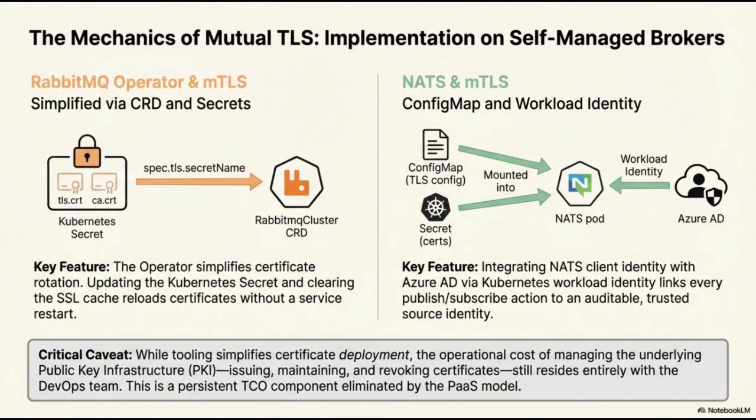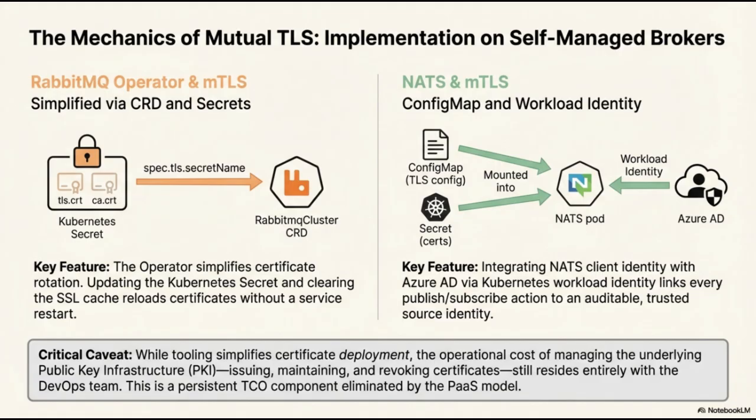When implementing mutual TLS on self-managed brokers, we see two distinct approaches for RabbitMQ and NATS. For the RabbitMQ operator, the process is simplified through the use of Kubernetes custom resource definitions and secrets. By defining the secret name in the CRD specification, the operator facilitates seamless certificate rotation. Updating the Kubernetes secret and clearing the SSL cache allows for certificate reloads without requiring a service restart, ensuring continuous operation. In the case of NATS, the implementation involves mounting a config map for TLS configuration and a secret for certificates directly into the NATS pod.